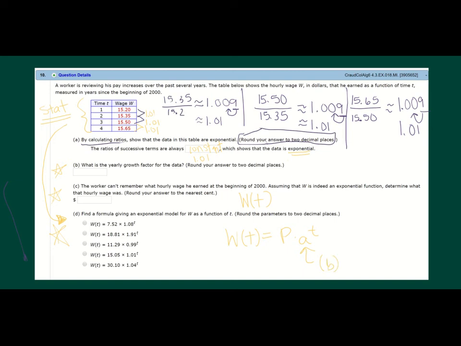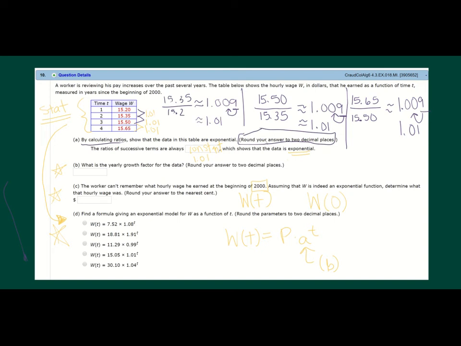All right, so get your formula first, then go back. You can answer B pretty easily from there. And you can answer C by using your formula and plugging in 0. It says in the question here, the worker cannot remember what he earned in 2000.